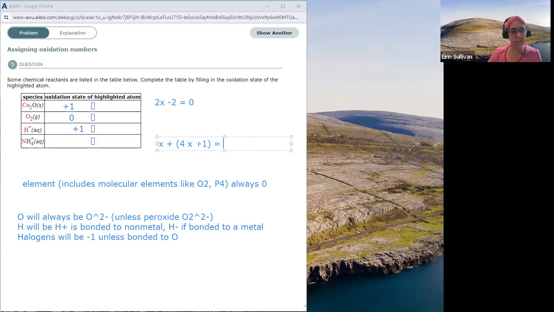And that has to sum to 0 if it was a neutral compound, but in this case we've got a cation. It's got to sum to the charge on the cation, or the anion if we're doing it with a polyatomic anion. So this has to sum to +1. So X plus 4 equals +1. Therefore, X has to equal -3.